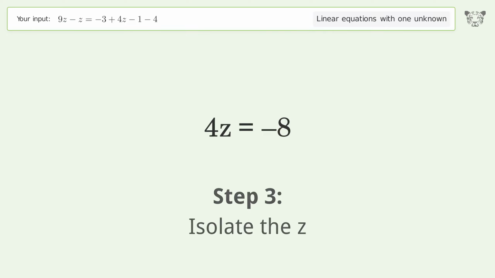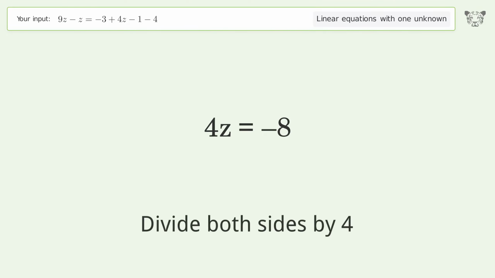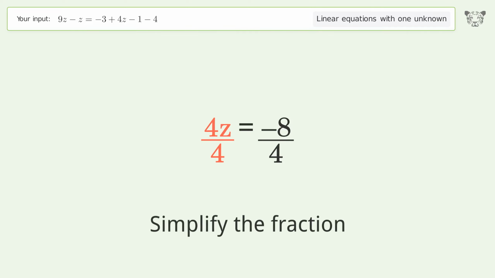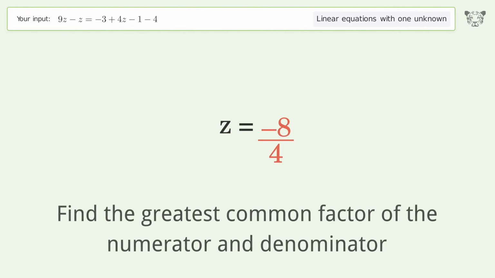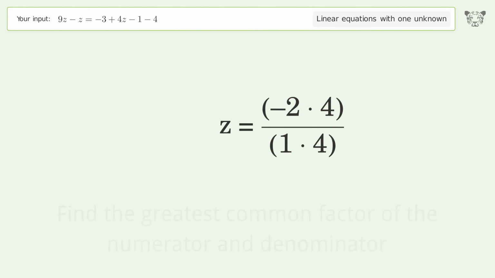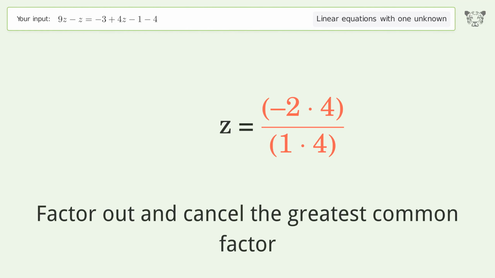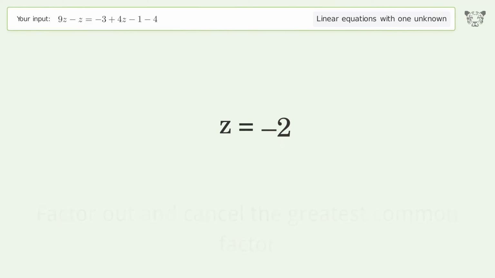Isolate the z. Divide both sides by 4. Simplify the fraction. Find the greatest common factor of the numerator and denominator. Factor out and cancel the greatest common factor. And so the final result is z equals -2.